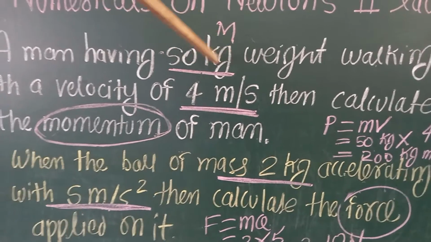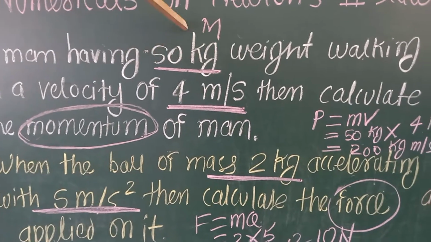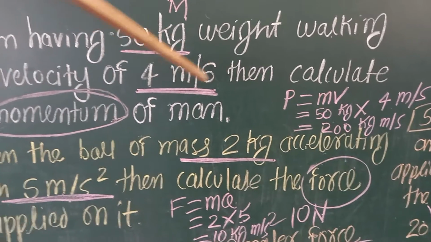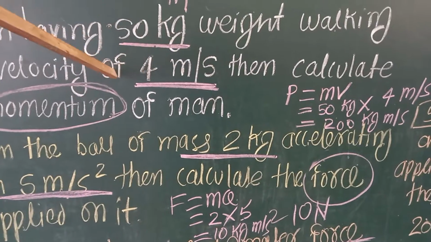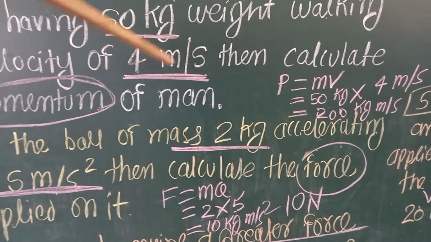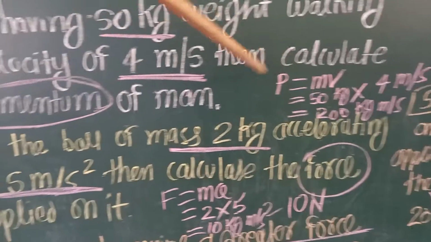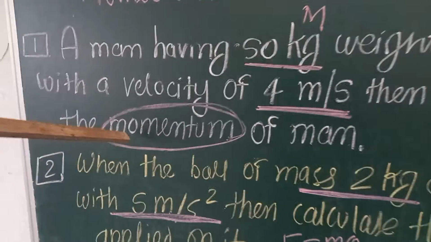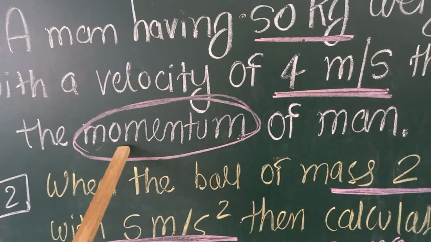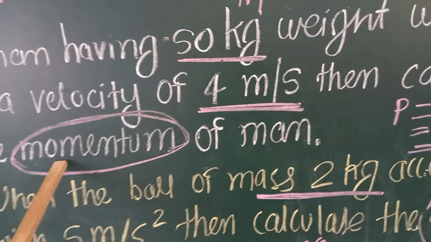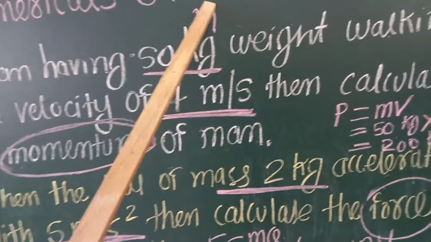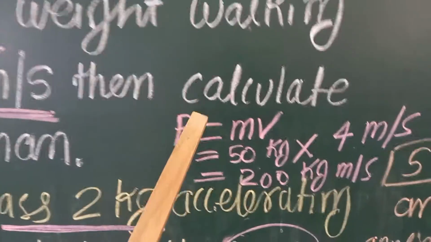This 50 kg is given mass, and this 4 meter per second is given, that is velocity. And what is asked? Momentum is asked. Momentum is denoted by P. What is the formula? P is equal to mv.